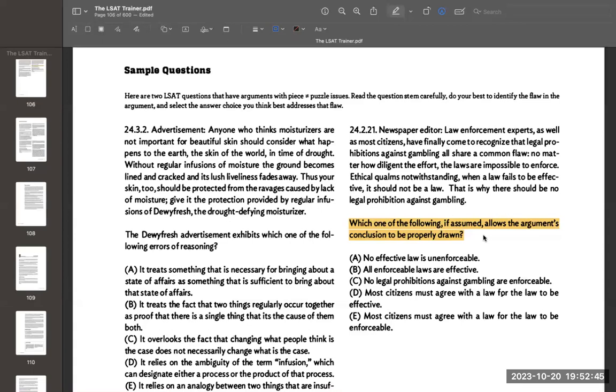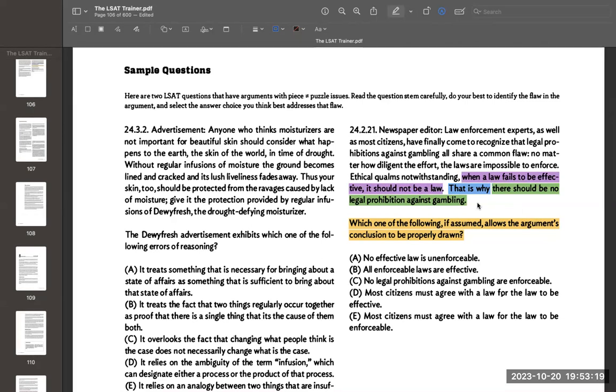Okay, so the conclusion here is this bit of the last sentence. The beginning of that sentence is just kind of introducing the conclusion. So the conclusion is simply that there should be no legal prohibition against gambling. Why do they think that's the case? That's our support. So when a law fails to be effective, it shouldn't be a law, right?